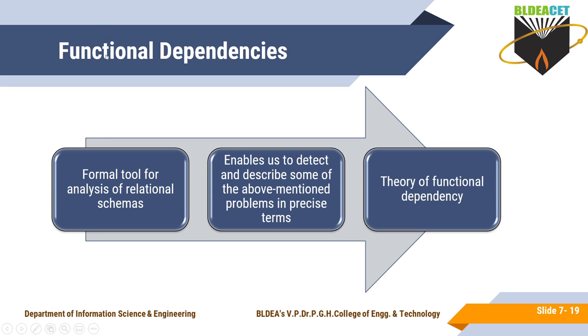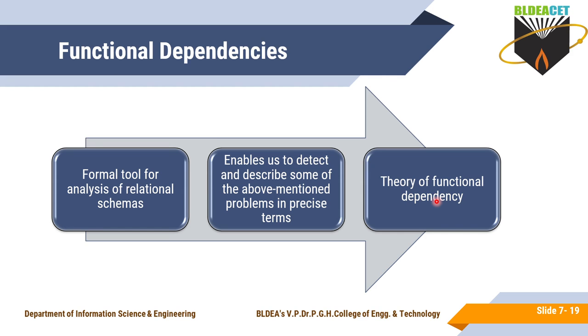Now we'll learn about the formal design guidelines if you want to design any database. In that, the first one we call functional dependencies. It's a formal tool for analysis of relational schemas. Functional dependency is the tool used for analyzing a relational schema, and it also identifies and describes the problems we already discussed, which we call update anomalies. It detects those anomalies with the help of functional dependency.